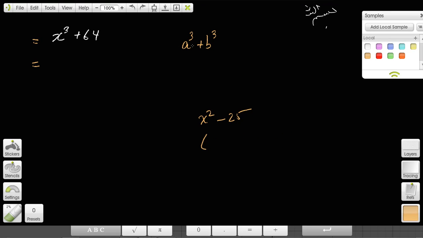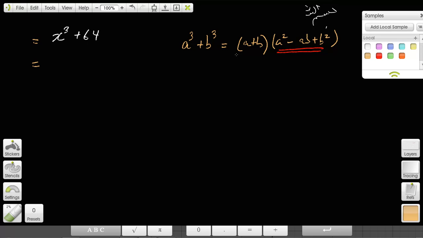When you see cubes like this, you should know there's a formula for the sum of cubes and there's a formula for difference of cubes. And the formula for sum of cubes starts with a plus b. Then you have a squared minus ab plus b squared. Okay? So now this cannot be factored any further. Okay, so there's a formula for sum of 2 cubes like this.